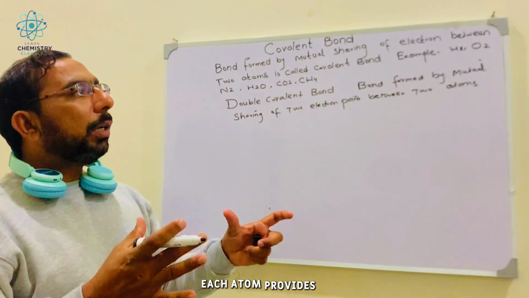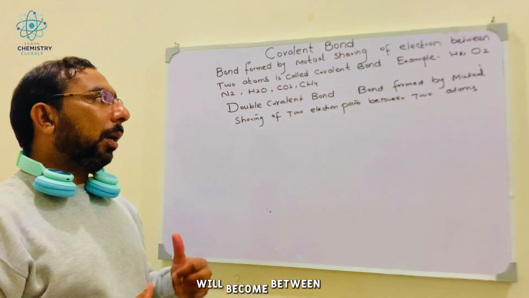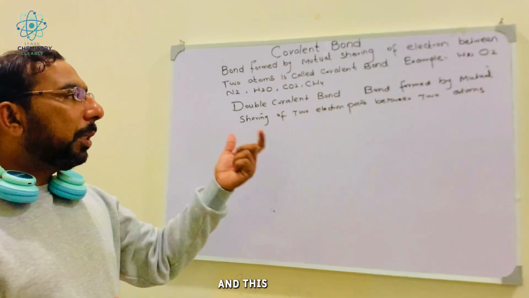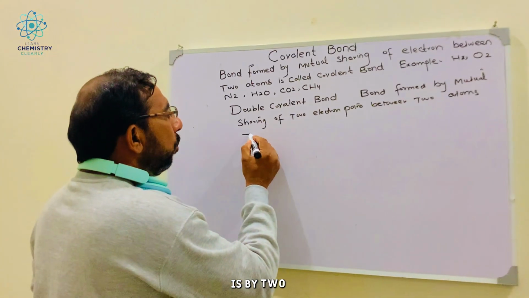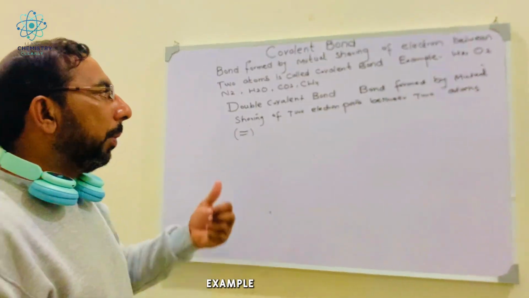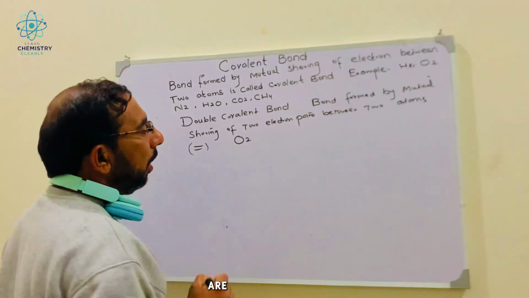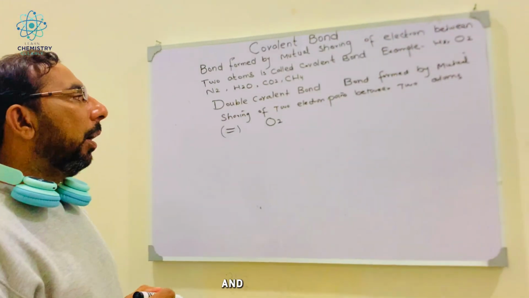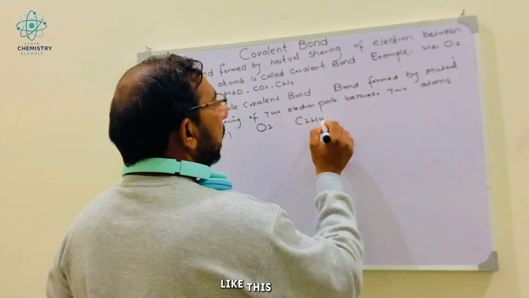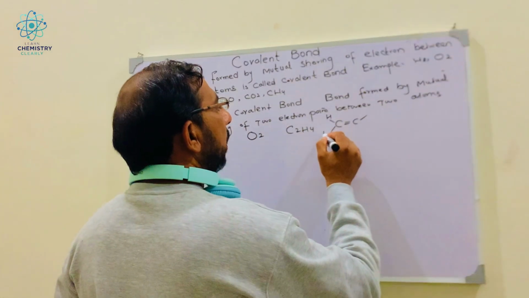Each atom provides two electrons. As a result, 4 electrons will be between two atoms, and in other words, two bond pairs will be formed. This bond is represented by two small lines between two bonded atoms. If I give an example like this, formation of bond between two oxygen atoms or formation of O2 molecule, and in other words, formation of ethene like this, and so many other examples can be given in this case.